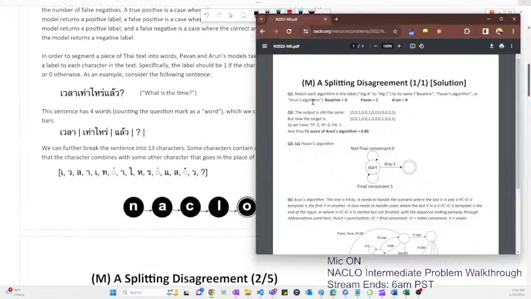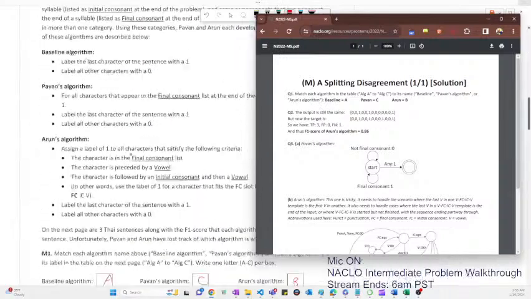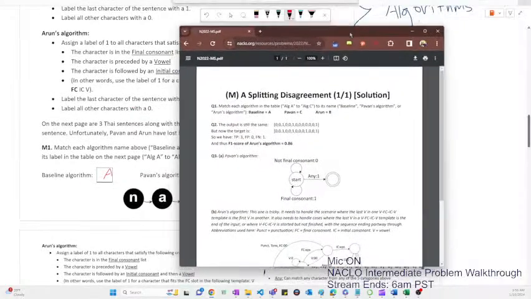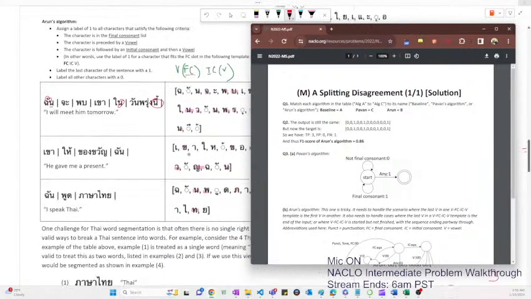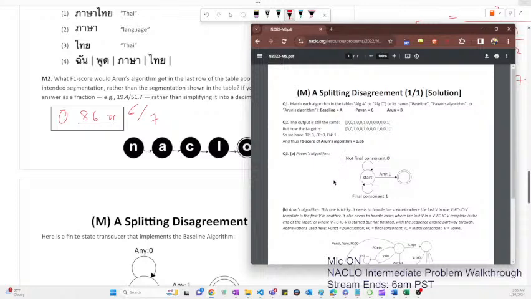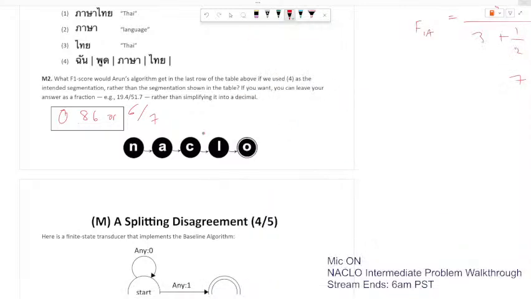Oh, I was like, Arn's algorithm is A? No way. Baseline A, Pavan C, Arn B. Yeah, so you didn't really need to check. You only needed to check 2 against 1, because all of these have the numbers. And then 0.86, perfect. Okay, that's great. So we got those 2 right, and then we can resume the next one after that.